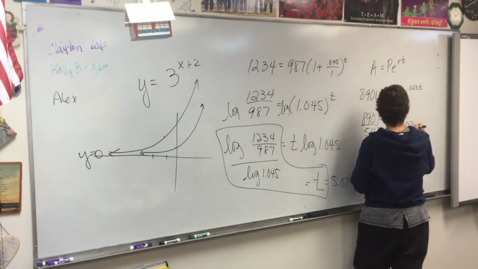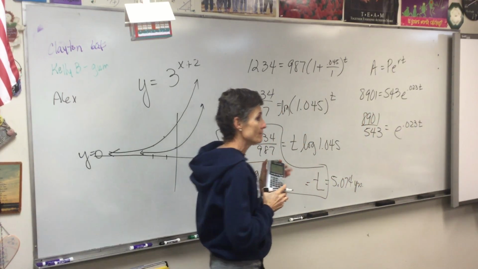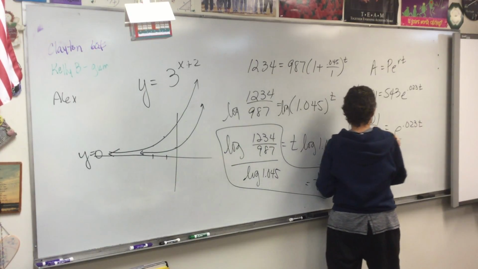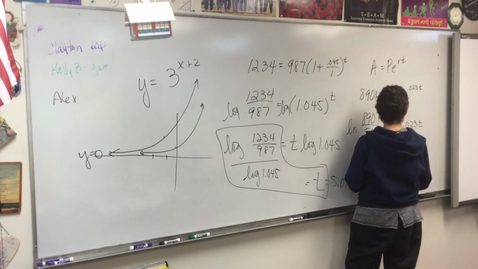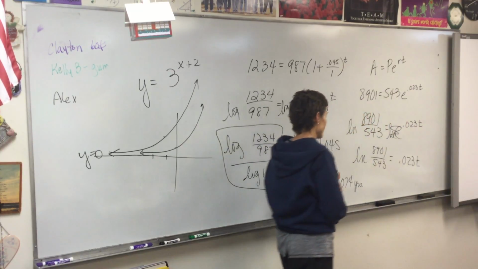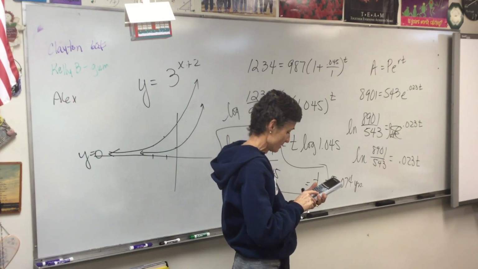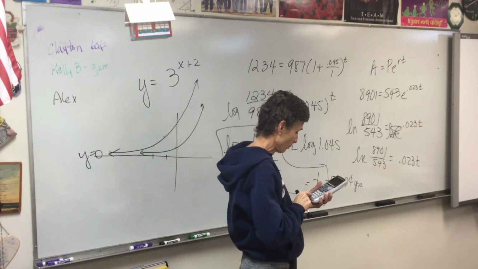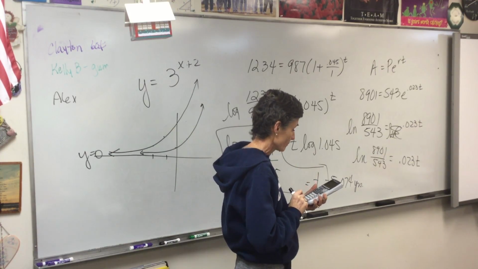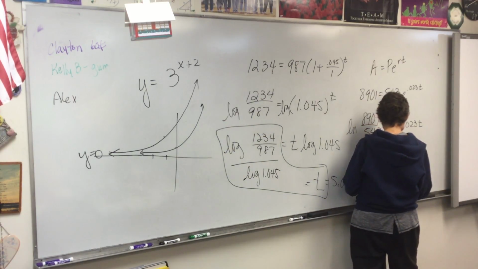And since the problem has an e in it, since I used my PERT formula, I'll ln both sides. And that will wipe all this out. So ln 8901 over 543 equals 0.023t. So I'll just divide ln 8901 by 543. I'll just divide that by 0.023. And it looks like, now this is going to take a while, 121.6 days.